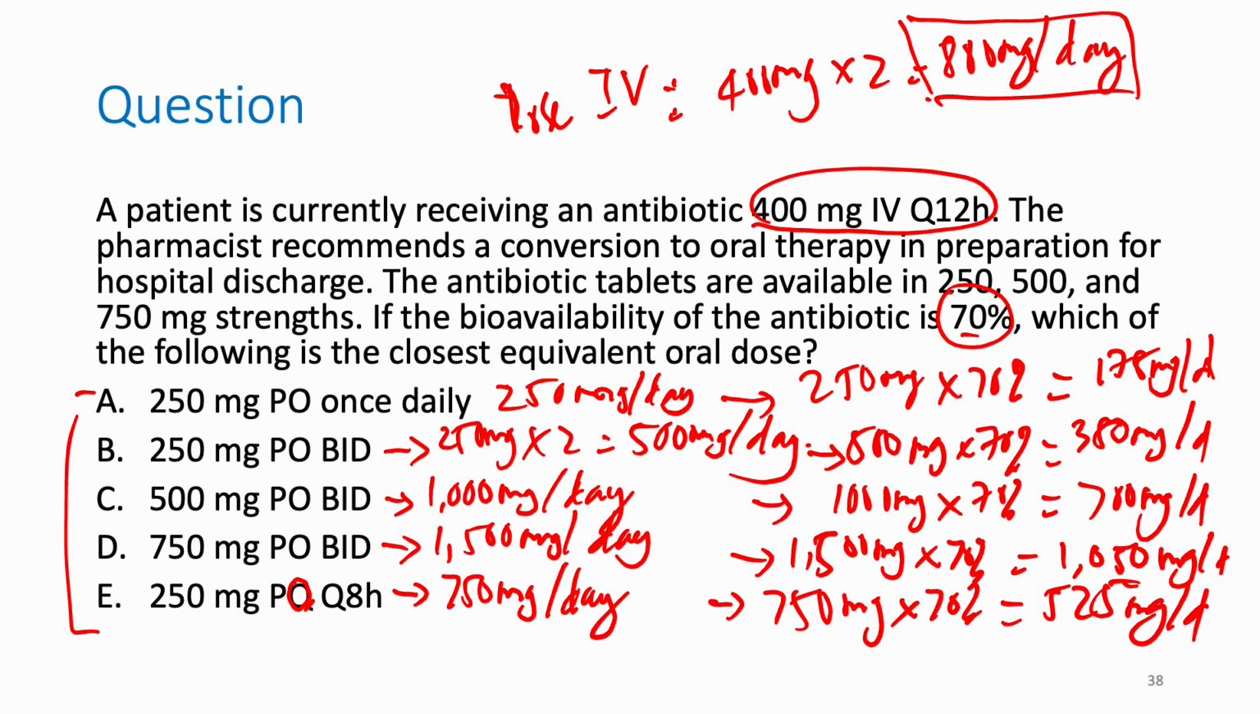Now you compare with the IV dose of 800 milligram. So apparently this 700 milligram is the closest. So in this case you will select C. Answer C is the closest equivalent oral dose for this case. So that means if the drug has the dose 400 milligram IV every 12 hours, to convert into the oral, the patient can take 500 milligram orally 2 times a day.